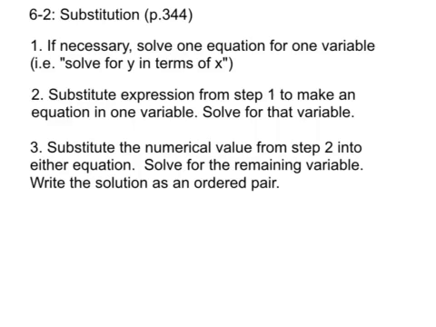Then step 3, we substitute the numerical value we get in step 2 into either equation. We can use either equation at this point. We're just solving for the other variable in our two-variable equation. Then we solve for the remaining variable. And so now we would have numerical values for both variables, and then we write the solution as an ordered pair.